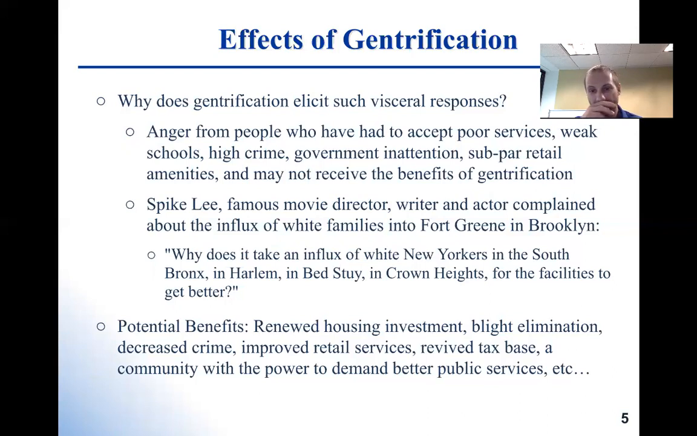So Spike Lee had a famous quote: why does it take an influx of white New Yorkers in the South Bronx and Harlem and Crown Heights and other areas for the facilities to get better? And so you can see the perception is often compounding ethnicity into other issues of economic status and affluence. So oftentimes these middle-class affluent new migrants coming in are white. And so there's a very strong racial composite to the perception of how gentrification takes place.